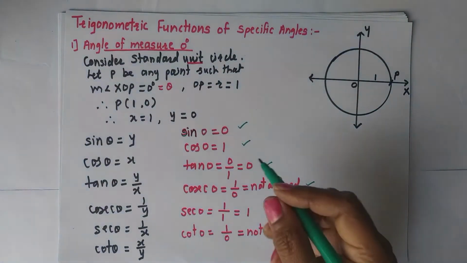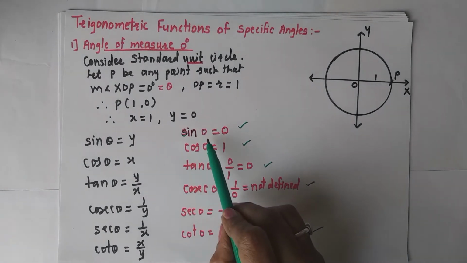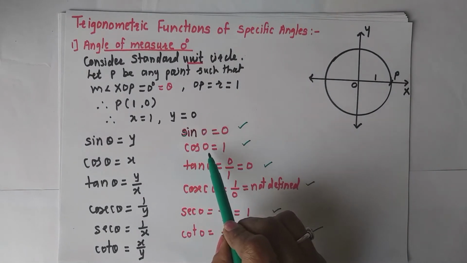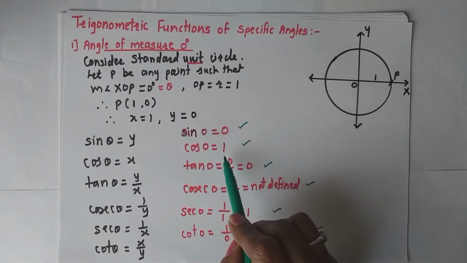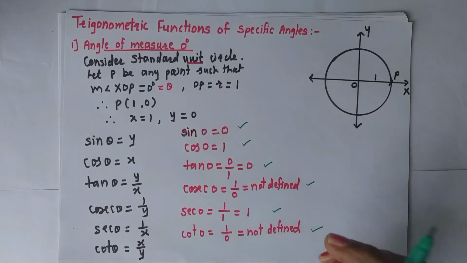And here you remember that value of sin 0 and cos 0 are nothing but y coordinate and x coordinate of point. Then we will find the next.